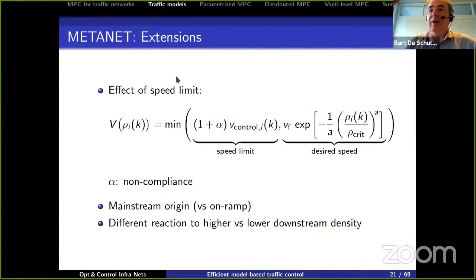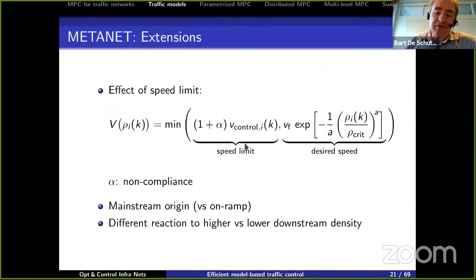We also want to express the effect of speed limits. Suppose that we have a speed limit in a certain section. Of course, we still have the desired speed, but if the speed limit is lower than the desired speed, we will take this into account by considering the minimum. In addition, we will also take into account that not all the vehicles might stick to the speed limit. So we have a so-called non-compliance factor.